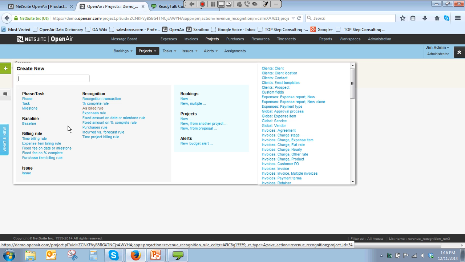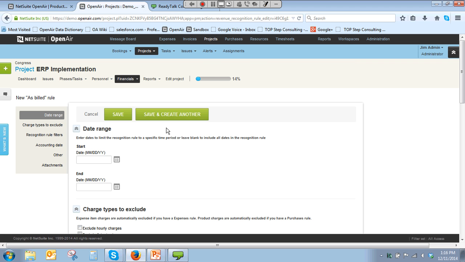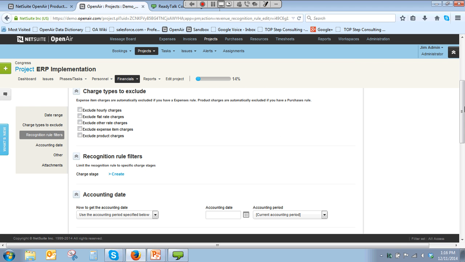So the as-billed rule is pretty basic. You have charges that you can exclude, and then charge stages, if you have multiple charge stages set up, on what to include or exclude from a charge stage perspective. If you don't have charge stages set up, then your charge stage is automatically considered blank in the system, so there's really no way to filter on a blank value. It's only if you do set up additional charge stages that you can use this filter.